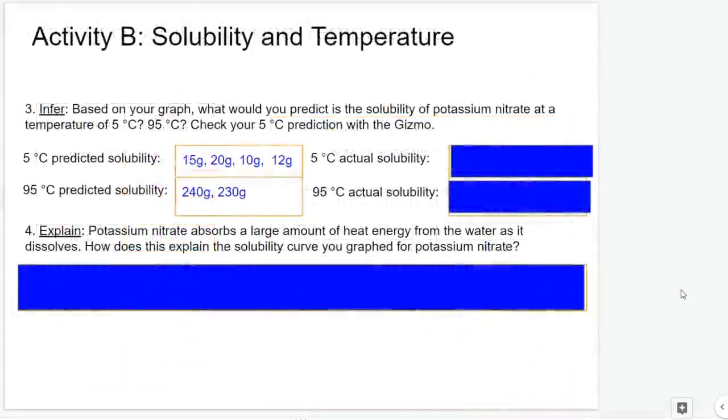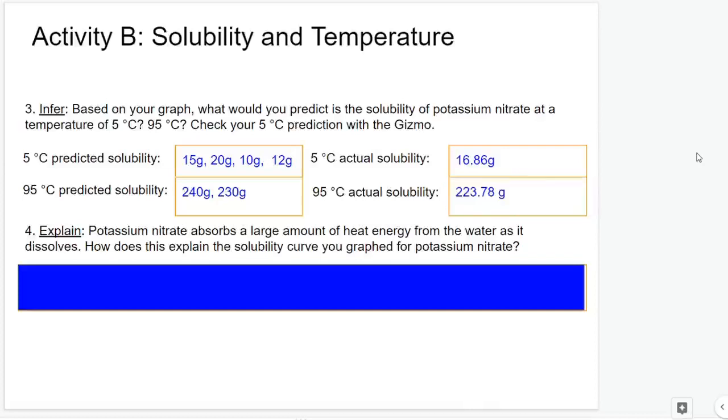Once we had our predictions, we actually plugged this into the gizmo. At 5 degrees Celsius, I saw how much I could dissolve. When I subtracted what I put in with what was left over, I found that our 5 degrees Celsius actual solubility was 16.86 grams. Then I plugged in at 95 degrees, subtracted what I added to what was left over, and I found my 95 degree solubility was 223.78 grams. Then it wanted us to think and explain.